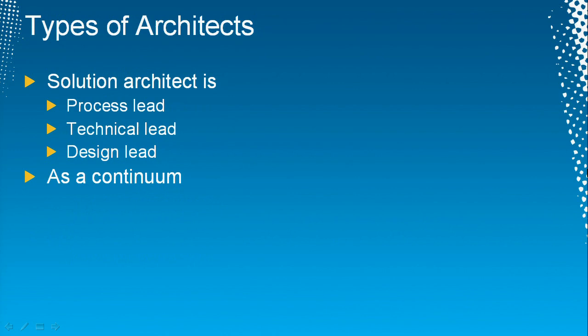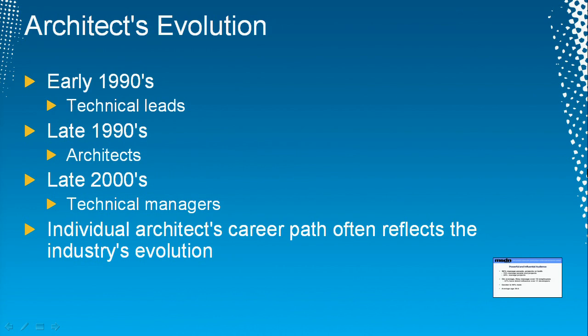Now, if somebody is both a technical lead and a process lead and design lead, that somebody is, for all intents and purposes, the technical manager of the project. What does it mean to be a technical manager? It means that you don't manage developers. Developers typically don't and shouldn't report to the architect.